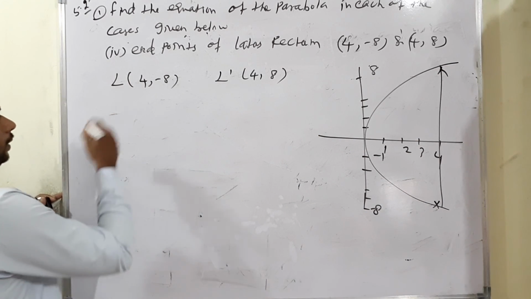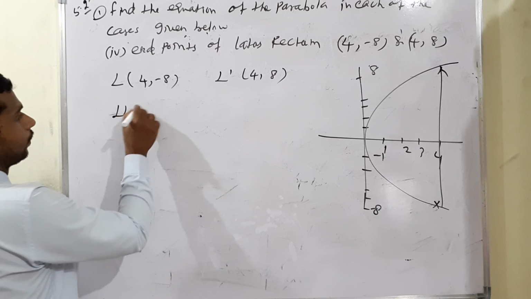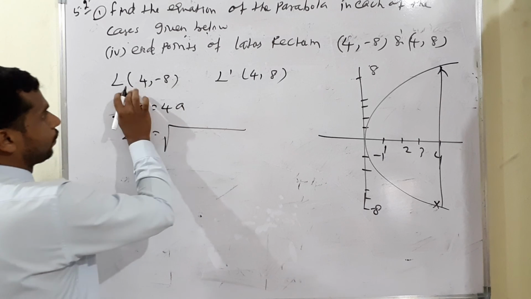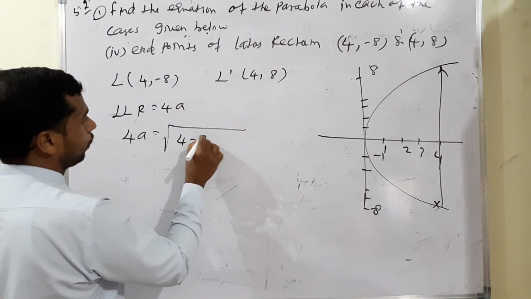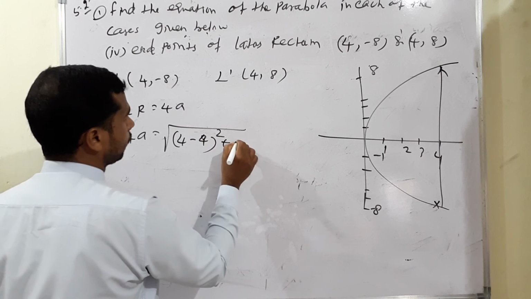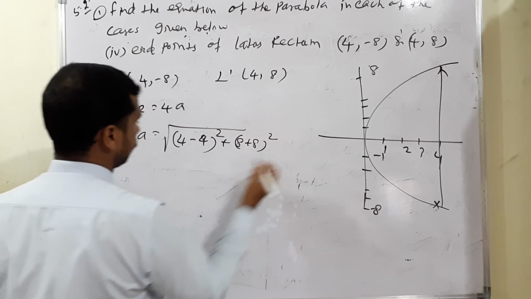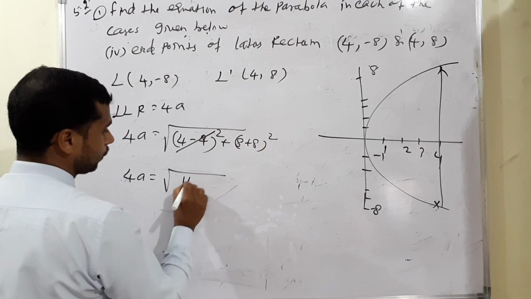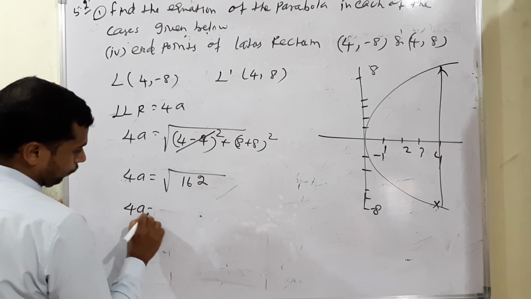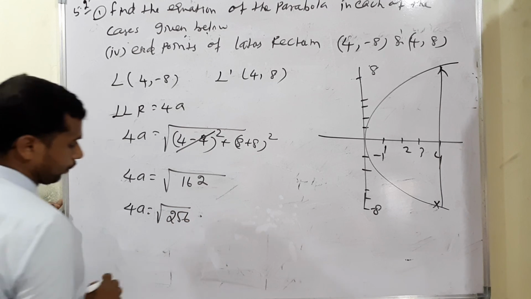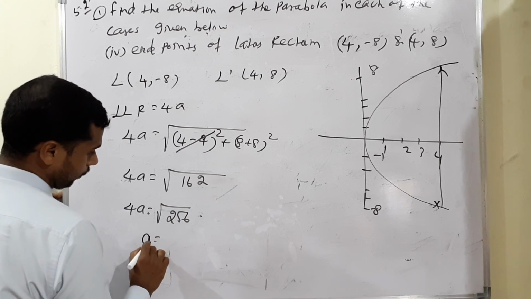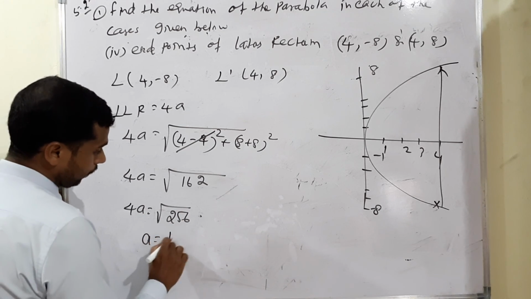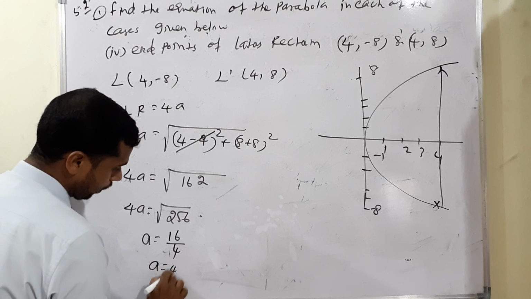Right side open parabola means the length of the latus rectum is equal to 4a. Therefore 4a is equal to the distance from L dash to L: the square root of (4 minus 4) the whole square plus 8 plus 8 the whole square. The first part cancels. Therefore 4a is equal to 16, the square root of 256, since the perfect square of 16 is 256. Therefore 16 divided by 4, so the a value will be 4.